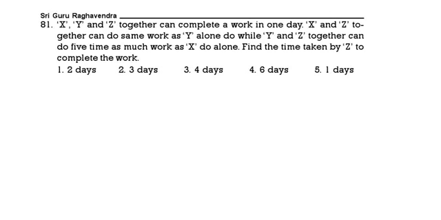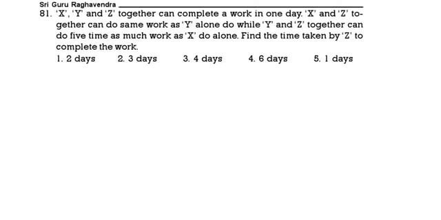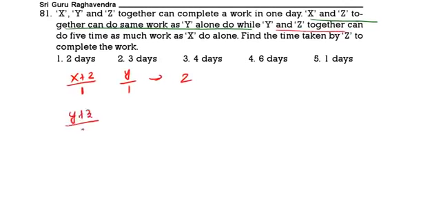X, Y, Z can complete a work in one day. X and Z together can do the same work as Y alone, and Y and Z together can do 5 times as much work as X alone. Find the time taken by Z to complete the work. First, X and Z together can do the same work as Y alone. So X and Z will do one work, Y also will do one work, total work 2. Then Y plus Z will do 5 times as much as X. So total 6. You multiply this one with 6, this one with 2.